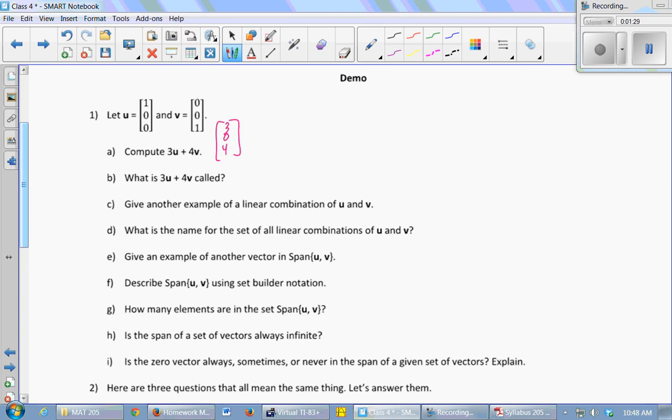What is 3u plus 4v called? Say that again. Something combination. Linear combination. 3u plus 4v is a linear combination of u and v. You can't say vector equation because there's no equal sign there, right? So you can't call it an equation.